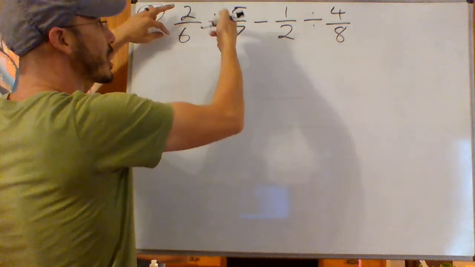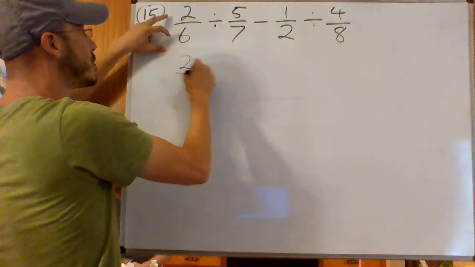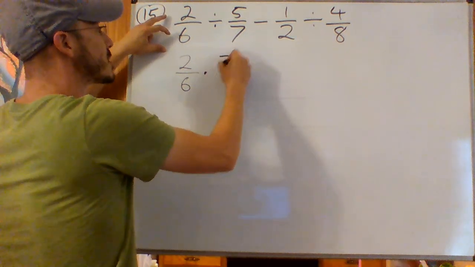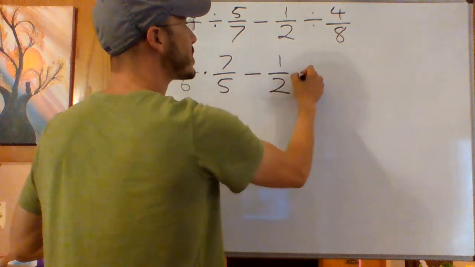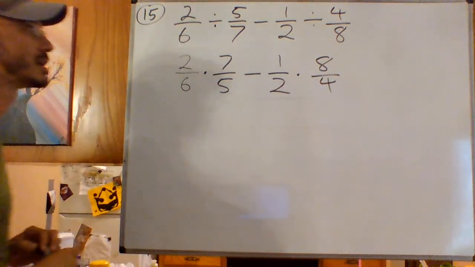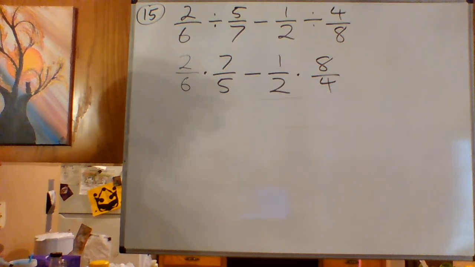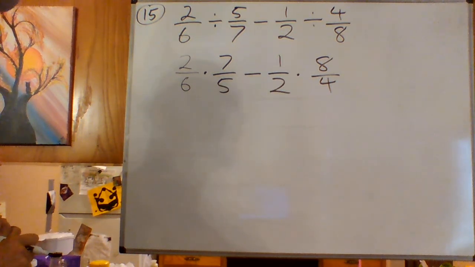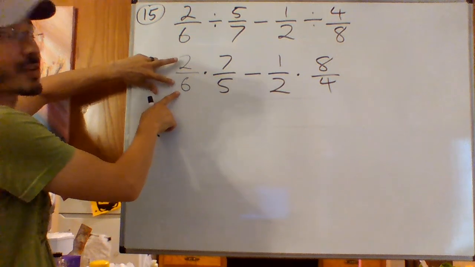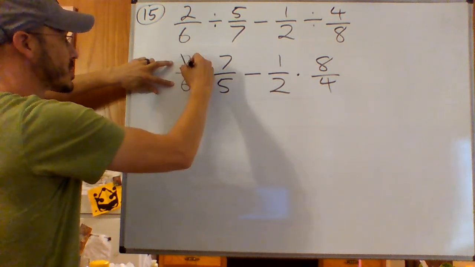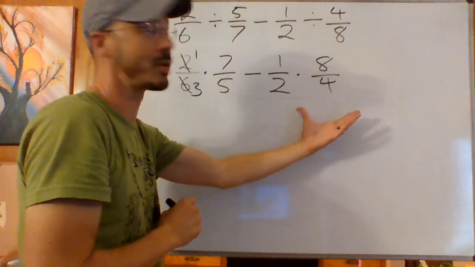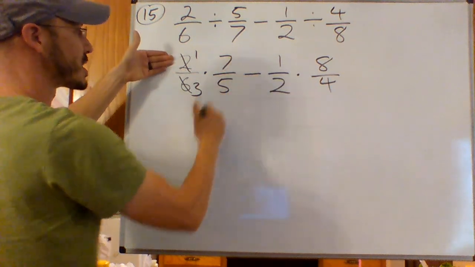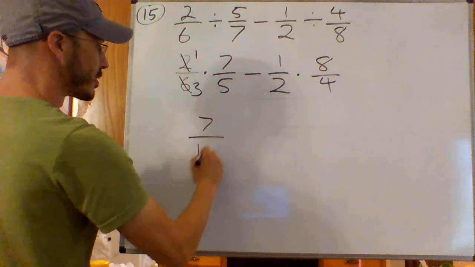But dividing by a fraction, what I really want to do is 2/6 times 7/5. So multiplying by the reciprocal minus 1/2 times 8/4. Now before I actually do the multiplication, I'm going to cancel some common factors. This one, the only common factor upstairs and downstairs is 2. I can cancel that 2, gives a 1 and a 3. Over here though, oh yeah, we can go ahead and complete this one. This is 1 times 7 over 3 times 5.